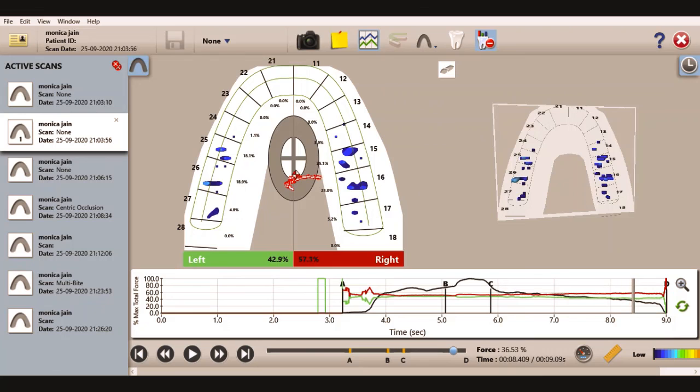So, an occlusal equilibration was suggested for this patient, as a high point was noted over the 2536 region, and the patient was recalled after a follow-up after 2 weeks.